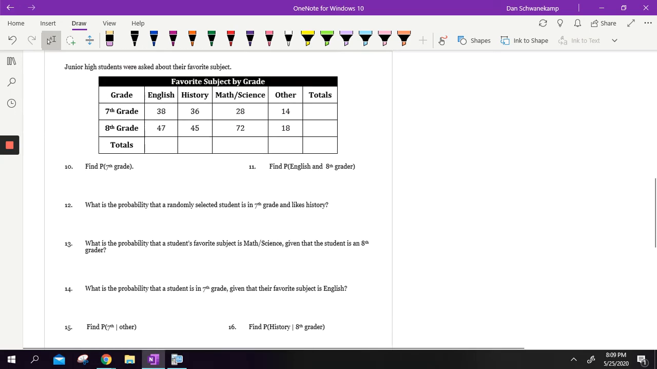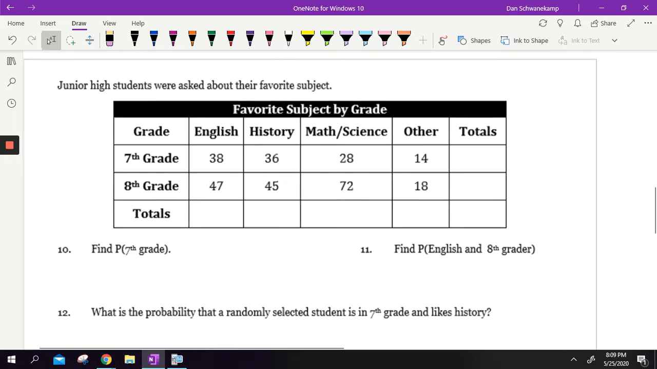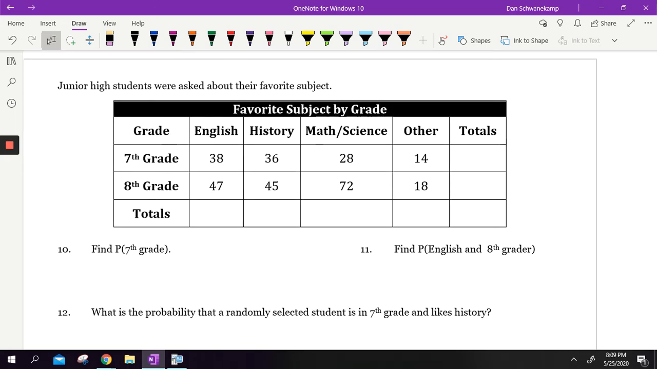All right, so let's keep this going. Junior high students were asked about their favorite subject: 7th grade, 8th grade, English, math, history, other.